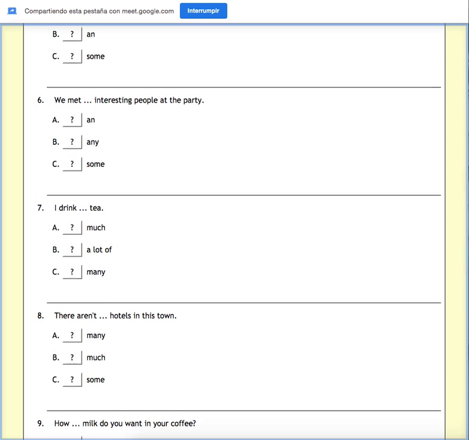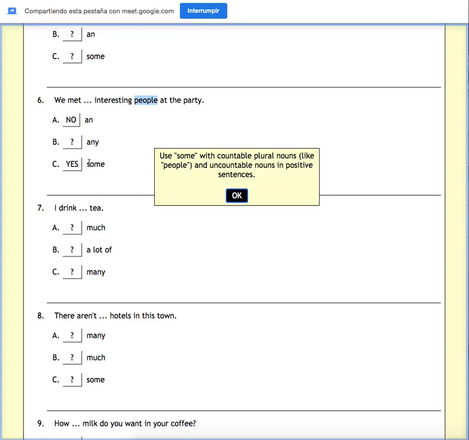The next one, Juan Camilo. We met a space interesting people at the party. How can you complete it? An, any, some. An interesting people? Yes. Actually, no. Porque si tú estás diciendo people, no puedes utilizar an. Acuérdate que an significa uno solo. Pero people está en plural, mira, personas. ¿Cuál es la que usabas con plurales? Any. Con plurales, acuérdate cuál usabas con plurales, que les dije que era importante. Some. We met some interesting people at the party.